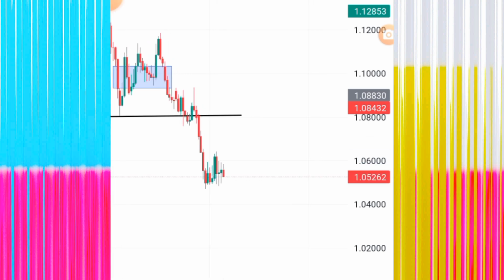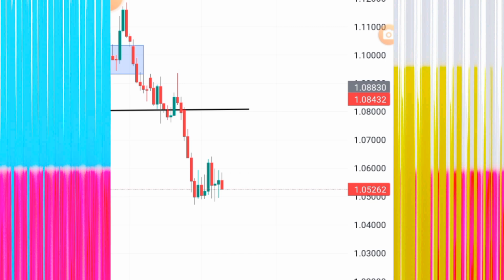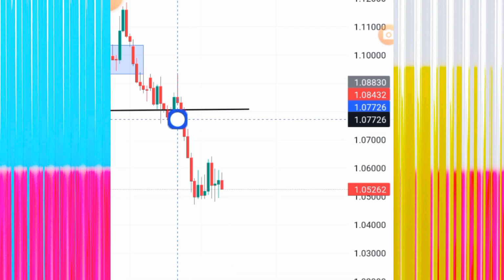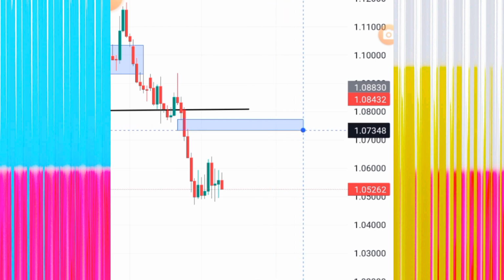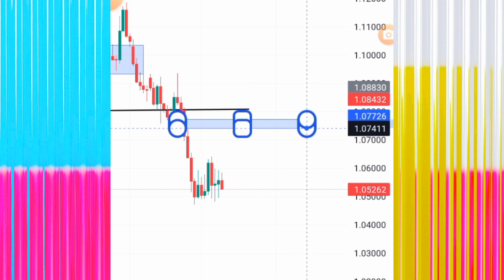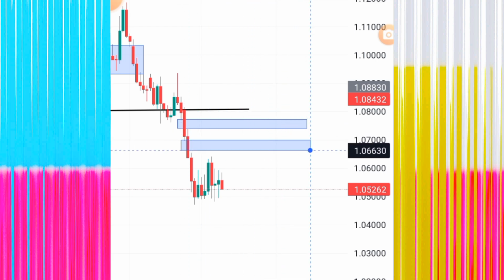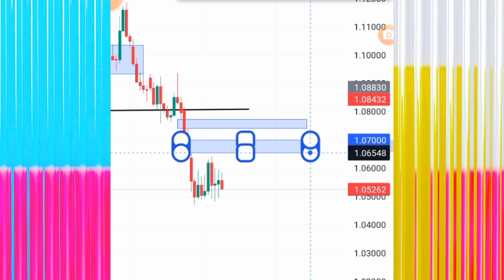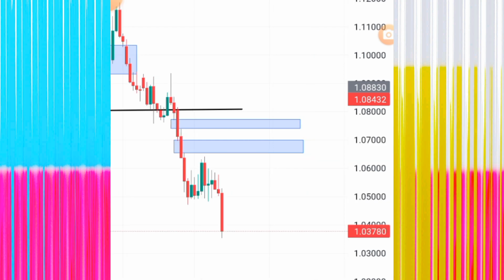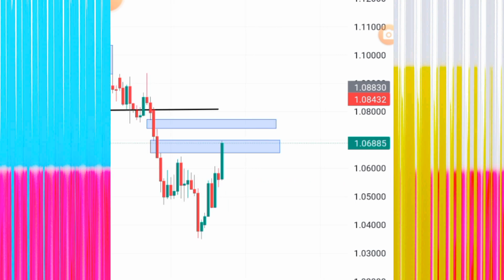Then there are several fair value gaps here. These ones are very clear, guys. So there is that one, and there is this one, unmitigated ones, right? There is that one there. So let's see which will be retested.